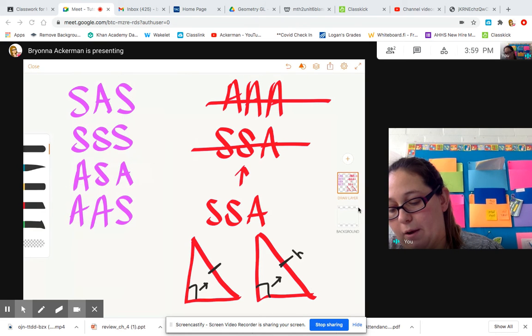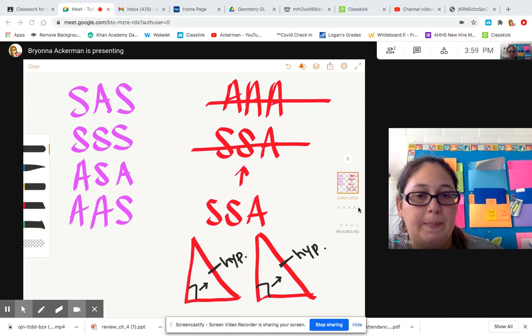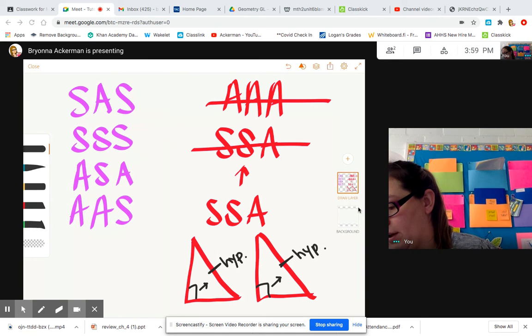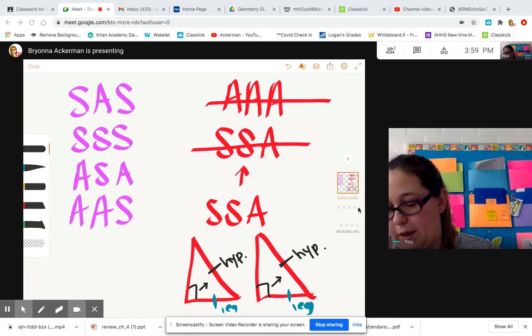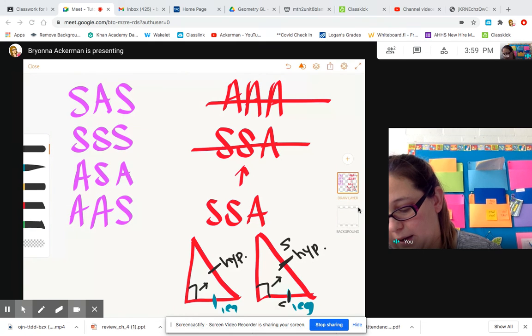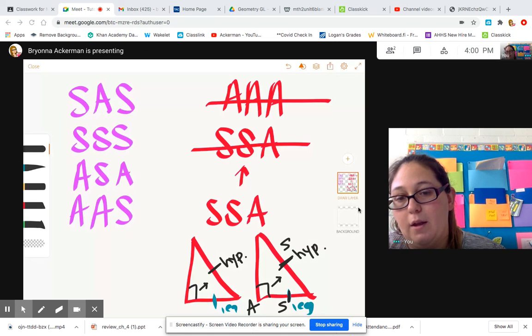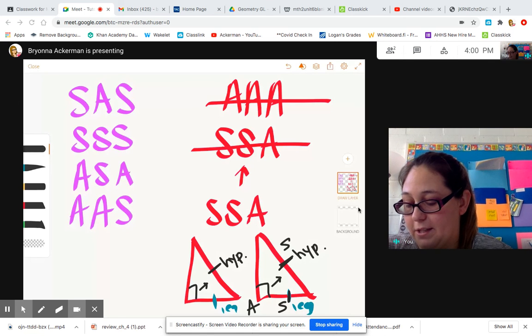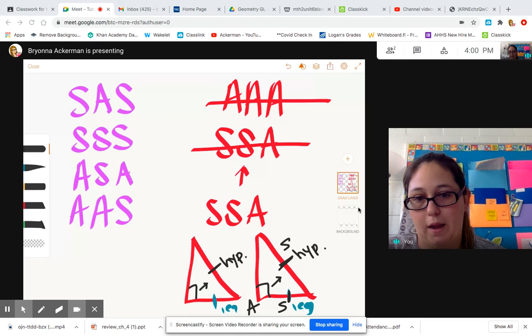And so this is my hypotenuse, and this is a hypotenuse. And we'll say that those are equal. And then we'll say that a side is equal, a different side, okay? And those are just a leg of some sort. Now, if I were to follow this pattern, it would be side, side, angle. So it'd be side, side, angle, okay? Which normally we're not allowed to have. But the exception to the rule is if this is a 90-degree angle.